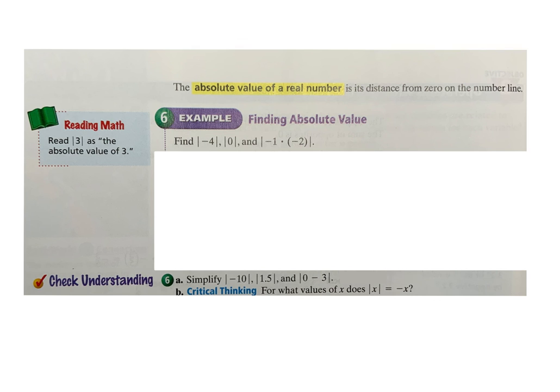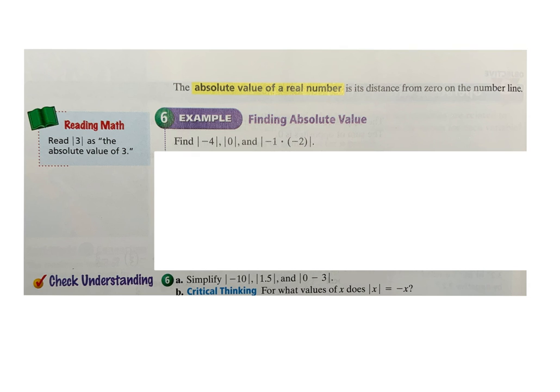So I have -1 times -2. That's +2. The absolute value of that is going to be 2. It is 2 away from 0, all right? So absolute value just represents distance. Simplify. So simplify the absolute value of -10. 10. Simplify the absolute value of 1.5. 1.5. Simplify the absolute value of 0 minus 3. That's going to be absolute value of -3, which is 3.